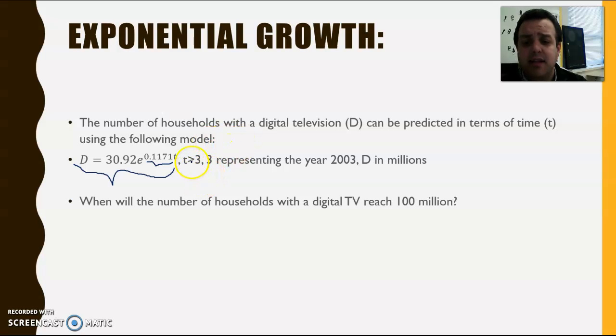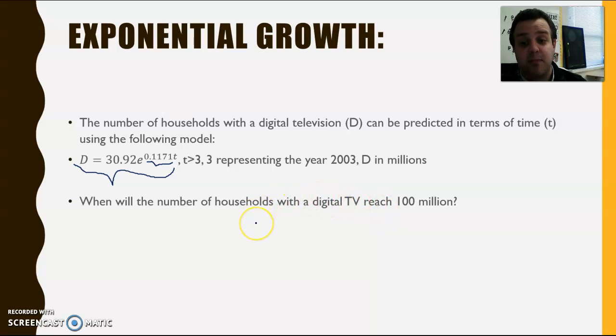Okay, t has to be greater than 3 because 3 is representing the year 2003. D is in millions. So basically we're going from the time 2003, we made time 3 be 2003, and for everything greater than that we can show D in millions, how many we have. So they want to know, when will the number of households with a digital TV reach 100 million? We're going to take our model and use it to figure out when that's going to happen, okay?